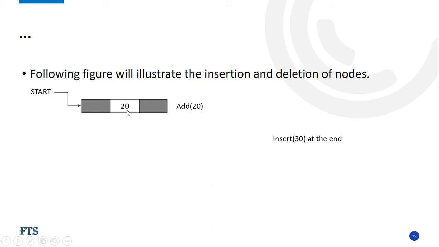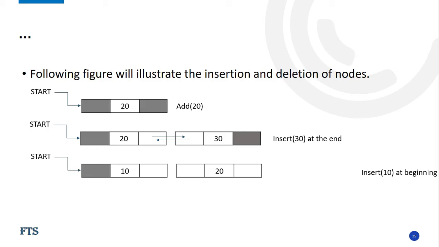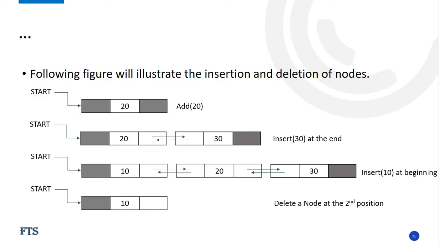Start is pointing to 20. Insert 30: 20 should point to 30 and 30 should point to 20. If you insert at the beginning, 10 is pointing to 20, 20 pointing to 10, and 20 pointing to 30, 30 pointing to 20. If you delete an element from the second position, 10 should point to 30 and 30 should point to 10.